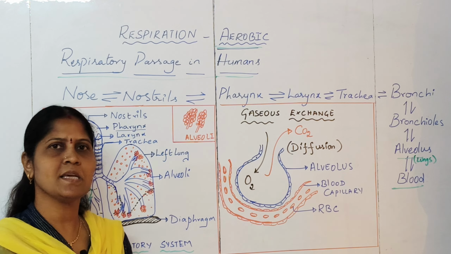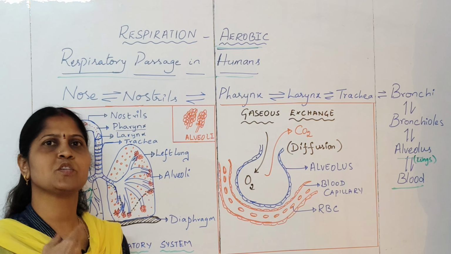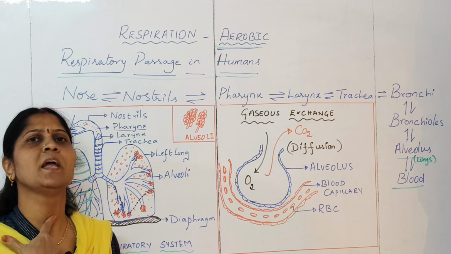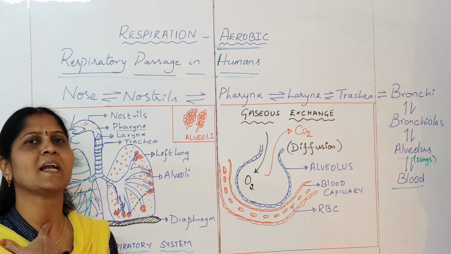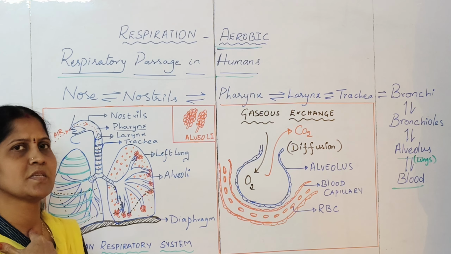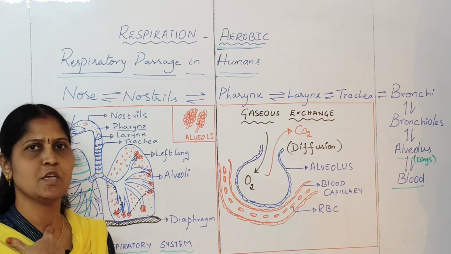So you can all see the trachea portion. Trachea actually is present in the front. Okay, you can feel it actually. It is made up of C-shaped cartilaginous rings. It is present in front of the esophagus.